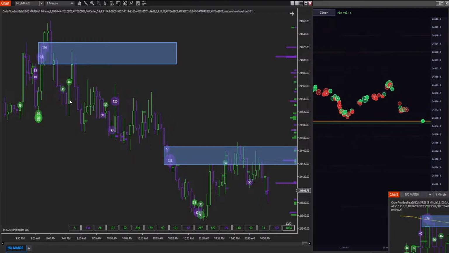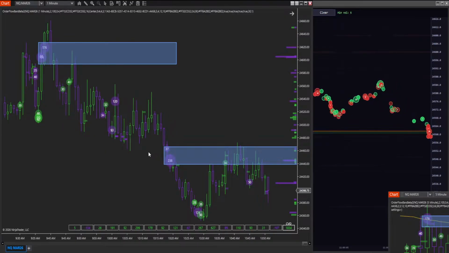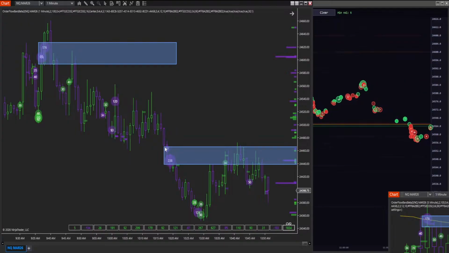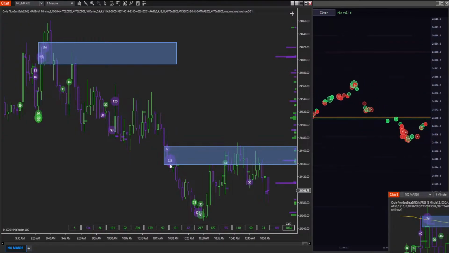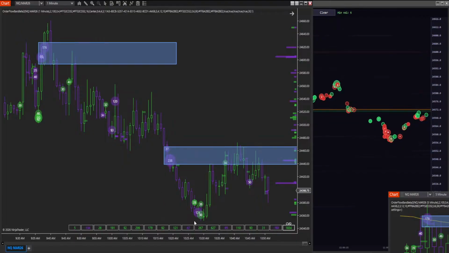Okay. So we had a little bounce area right here. And then we had a big dog participation of 238. I saw the 37. I'm like, all right, I need something bigger than that. So we got it. We got 238. I didn't get the whole move. I got half of the move. Okay, that's fine. I'm happy with that.